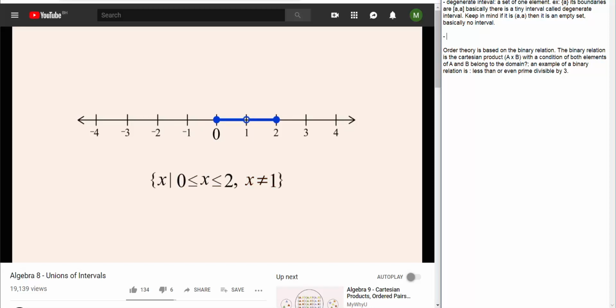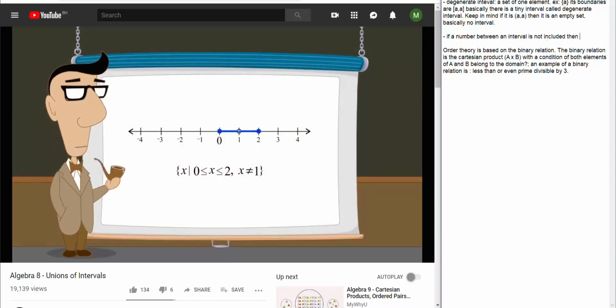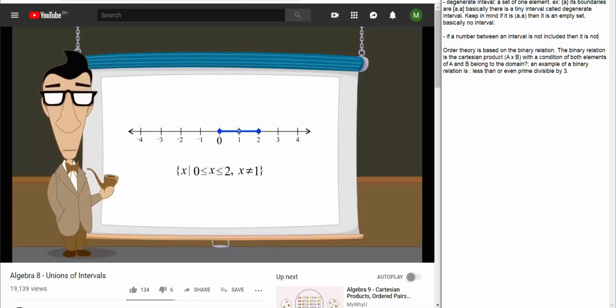But this set is not an interval. We know this because our definition for intervals says that every number that lies between any two numbers in the set must also be included in the set. However, the number 1 lies between numbers in this set but is not included in the set. So this set cannot be described by a single interval.